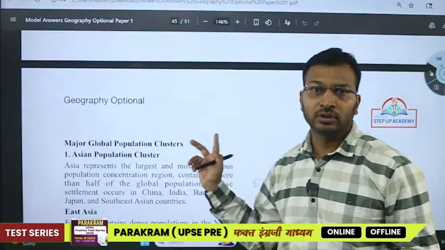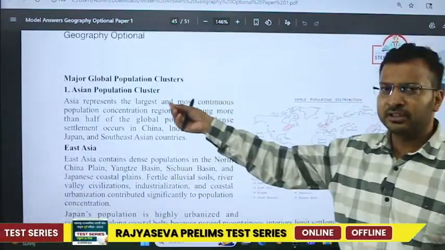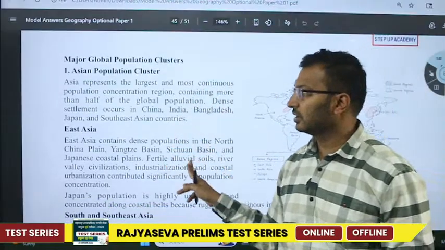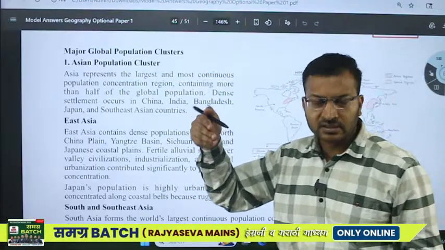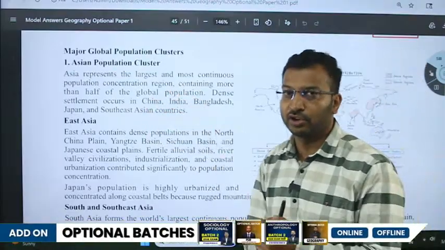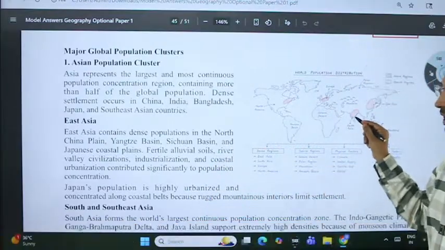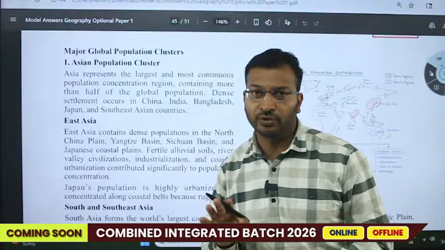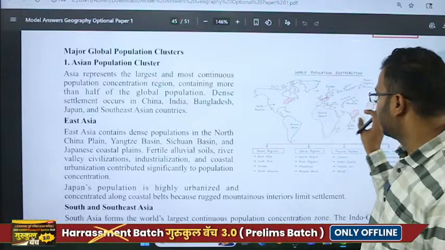Do not forget to draw the map. Then give a brief description about different regions. The first region is the Asia population cluster, which can be divided into some zones. We have South and Southeast Asia, and East Asia, which have a slightly different distribution of population. Among these, South Asia and Southeast Asia is the most densely populated region of the world. Here we find the highest population zone in this particular belt.